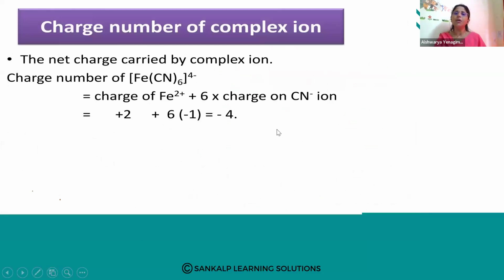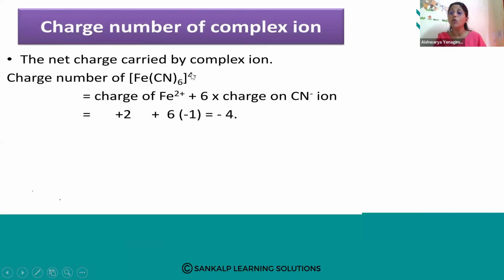Then charge number of the complex ion. How to find the charge number of the complex? The net charge carried by the complex ion is called the charge number. So charge number ನೋಡಿ ಹೇಗೆ calculate ಮಾಡೋದು? For example, Fe(CN)6 4 minus. So how do you calculate? Charge of Fe plus 2 plus entire the calculate ಮಾಡೋದಿದೆ ನನಗೆ. ಇಲ್ಲಿ 4 minus ಅಂತ ಕೊಟ್ಟಿದ್ದಾರೆ.